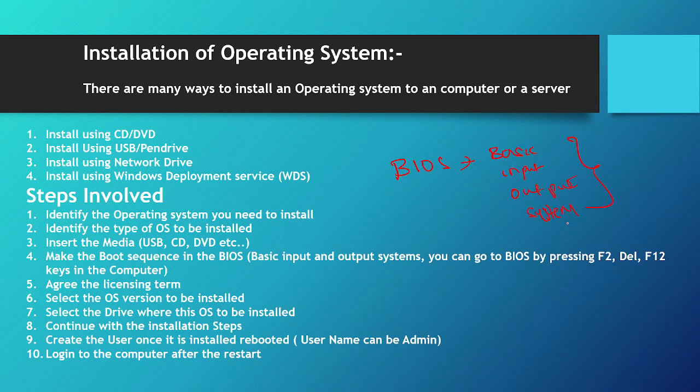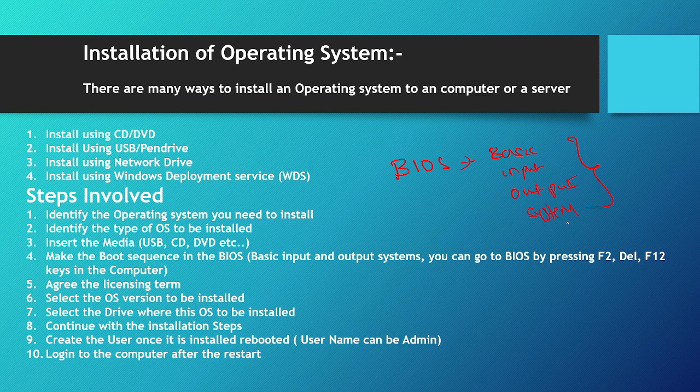You can select the option, and once the operating system is selected, it will ask you, do you want to install the operating system? Yes, I want to install the operating system. You have to accept the license terms and conditions, and you have to select the operating system version. If you put in a Server 2016 CD, it will give you four options.